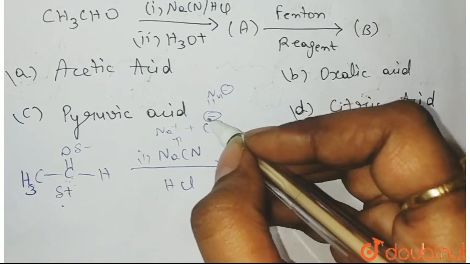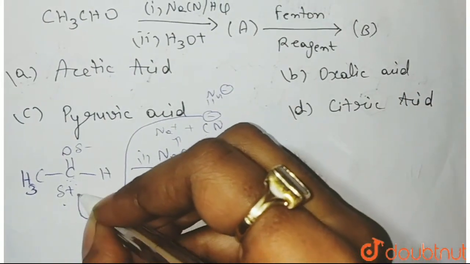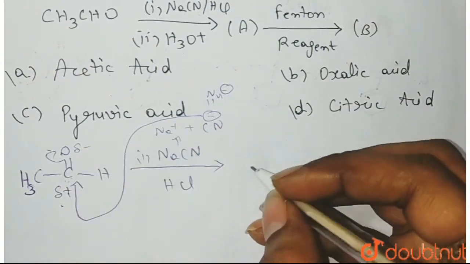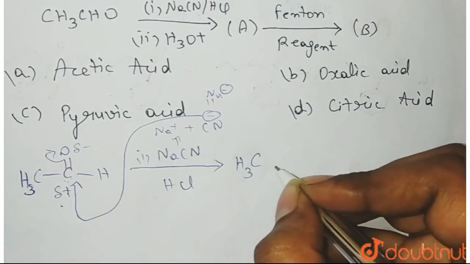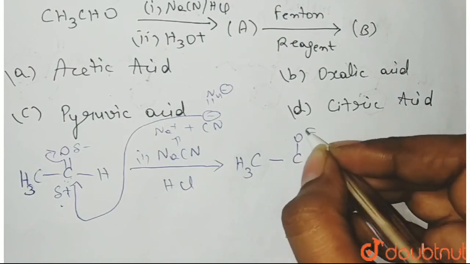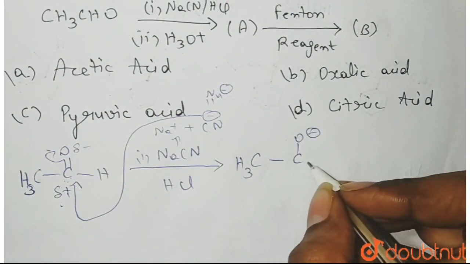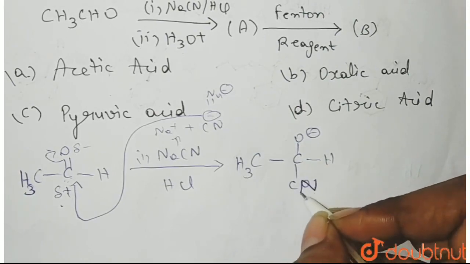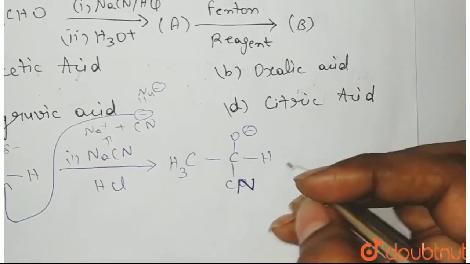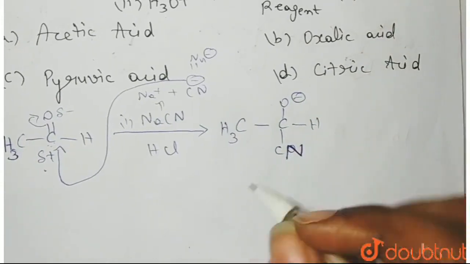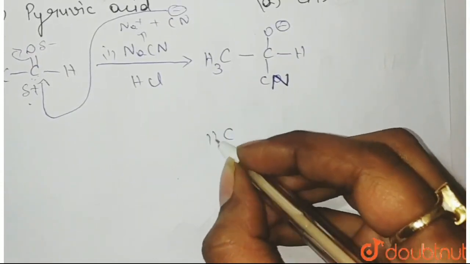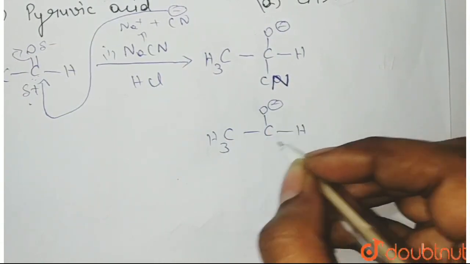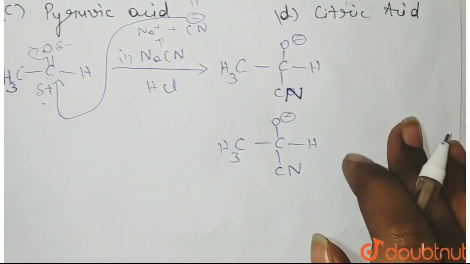Now what will happen? This nucleophile will attack this carbonyl carbon, and this bond will break towards oxygen, and you will get this structure: CH3, CO minus, H, and CN. Let me write this structure again: CH3CO minus, H and CN.